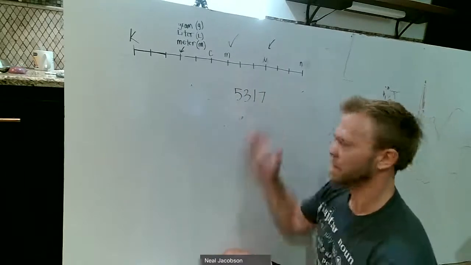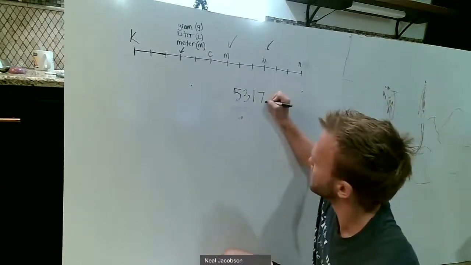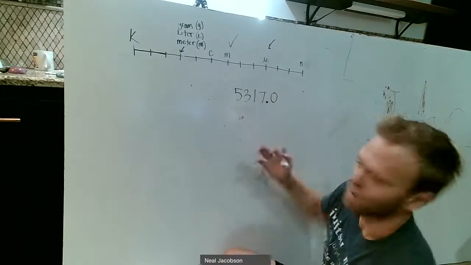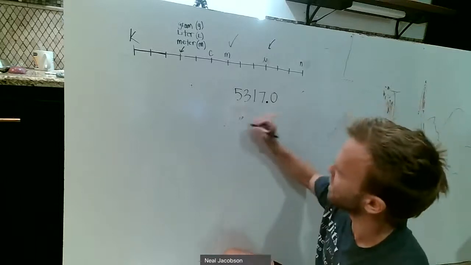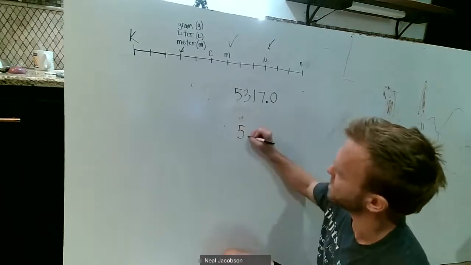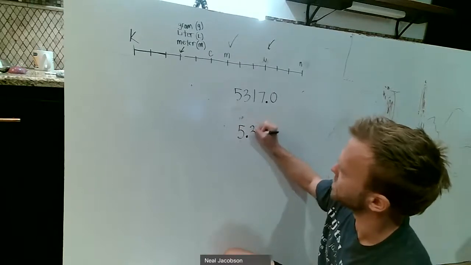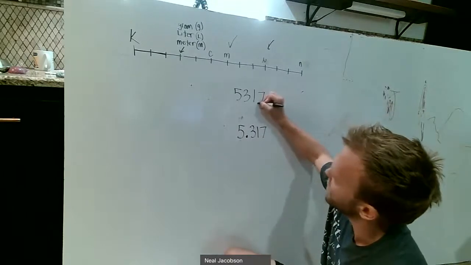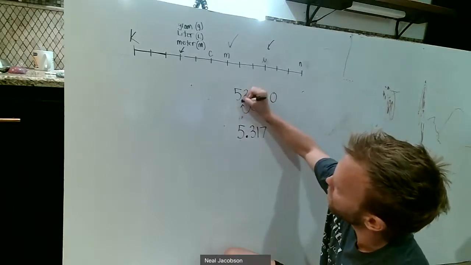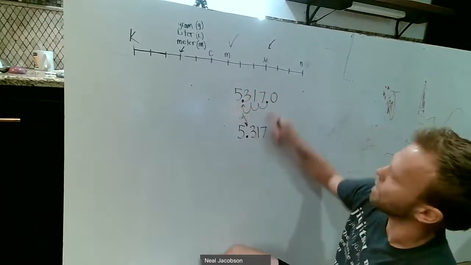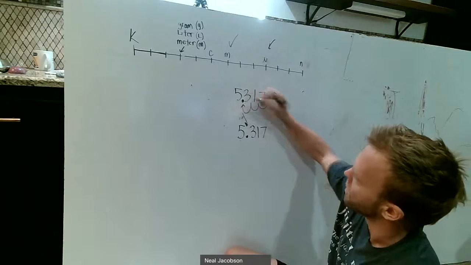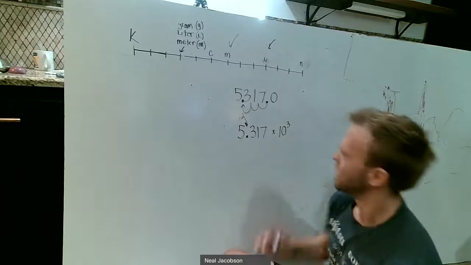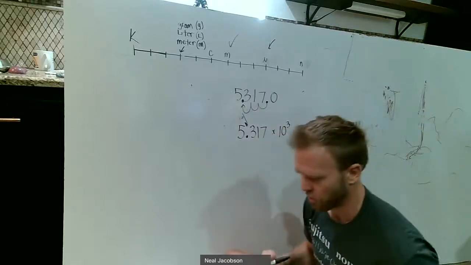5,317, and we want to turn that into scientific notation, we can imagine that there's a decimal point and a 0 there, and that's going to help us. What I want ideally in scientific notation is one number to the left of the decimal, followed by the remaining numbers to the right of the decimal. So how many places am I moving this decimal to get it like that? Well, I'm moving it 1, 2, 3. That means I need to multiply it by 10 to the 3rd power. It's that simple.